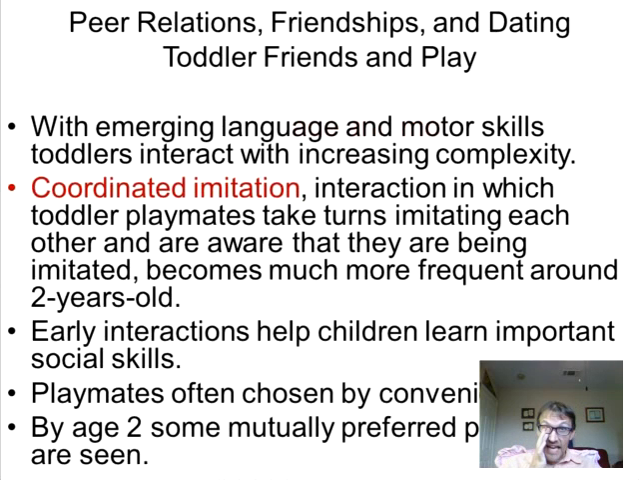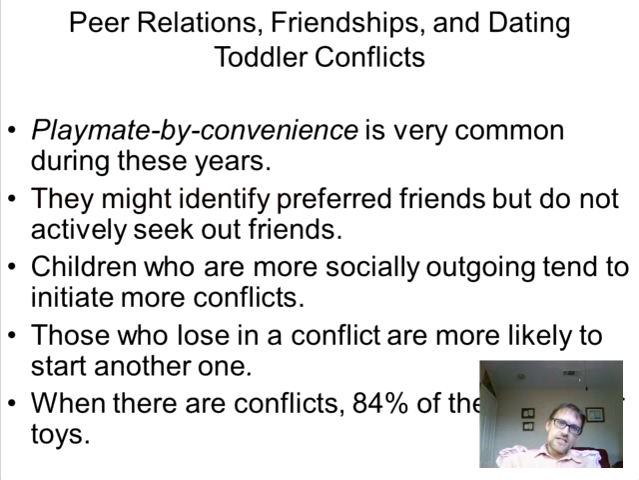The complexity of play becomes more complex as kids learn how to talk, as they are able to coordinate their muscles, as they're able to have fine motor skills, things like this. Kids begin to imitate other kids more often. They begin to notice that they themselves are being imitated. You start to see friends at that age by around age 2. In the earliest time, the playmate is by convenience.